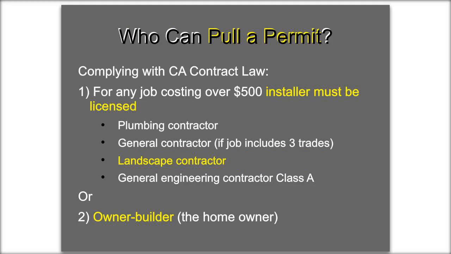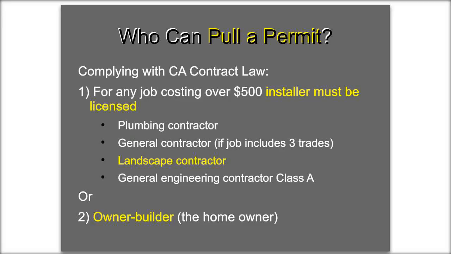And then who can get a permit? So graywater systems, like any construction project, have to comply with California contract law, which says if the job is costing over $500, the installer must be licensed. The code itself doesn't specify which license can install the system, because graywater bridges a lot of different disciplines and trades, and so it is definitely some plumbing work. So plumbing contractors, they can get permits for graywater systems.